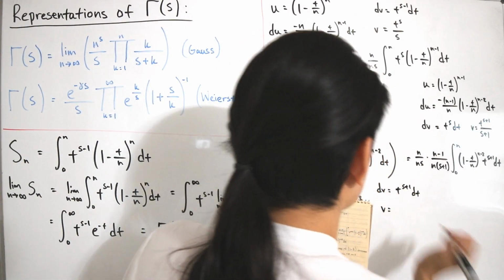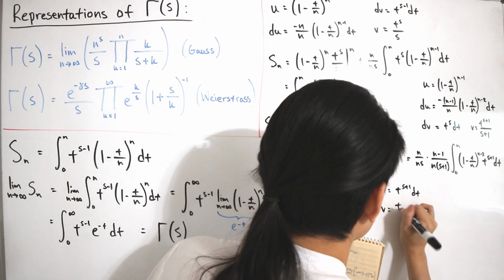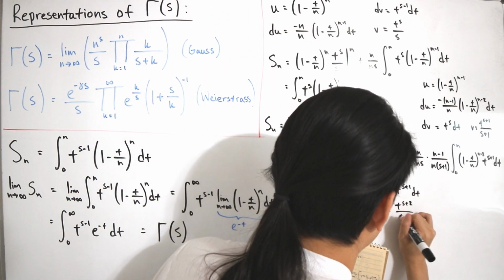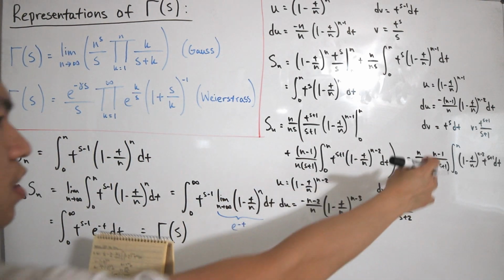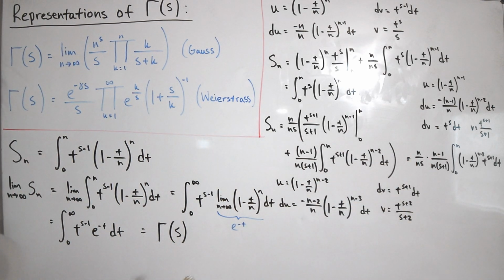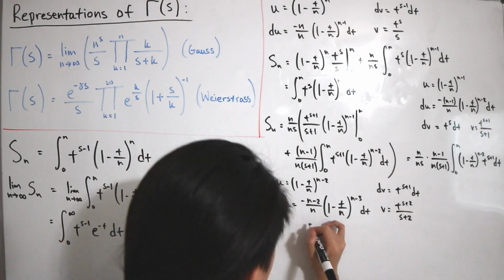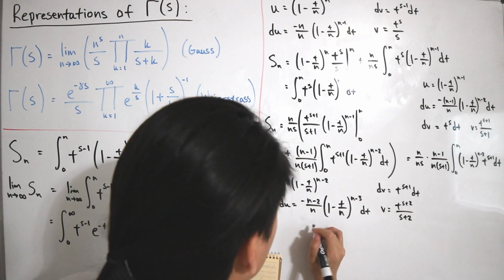Then v is going to equal, integrating this, t to the s plus 2 divided by s plus 2. Okay, and so let's plug that back into our s sub n yet again and see what we have from here.